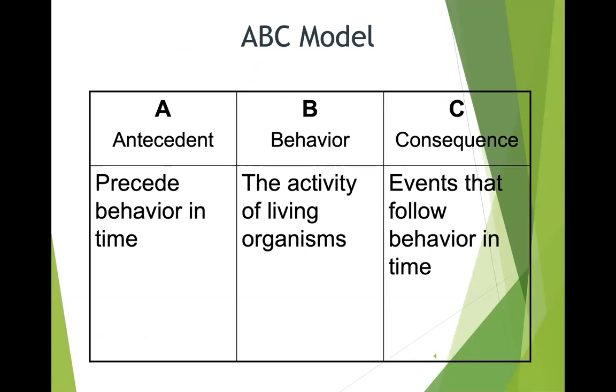This is an example here of our ABC model, or using an ABC analysis to figure out that why for a behavior occurring. We break it down into three separate parts. First is our A, or the antecedent, and that is anything that will precede a behavior in time. Then we have the B portion of the model, for behavior, and that is the activity of living organisms. And finally, the C portion of our model, or the consequence, and that is the event that follows immediately after a behavior in time.